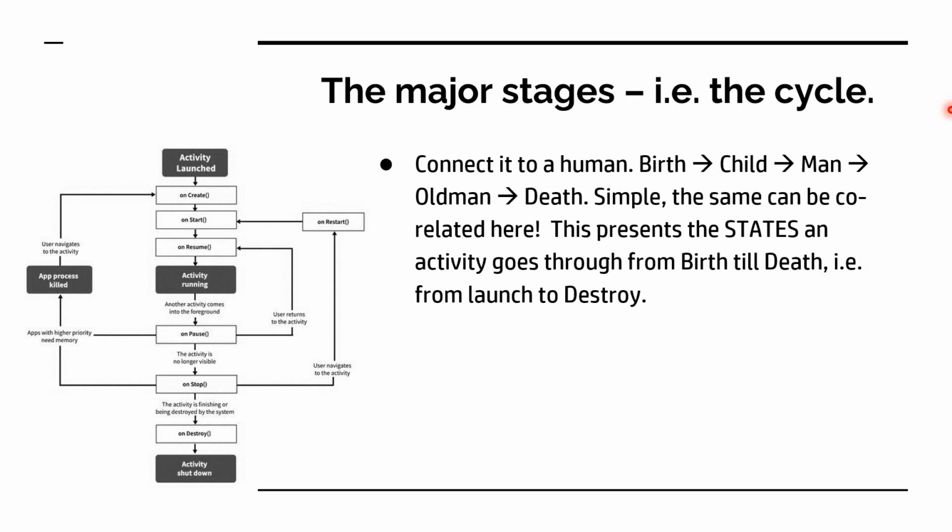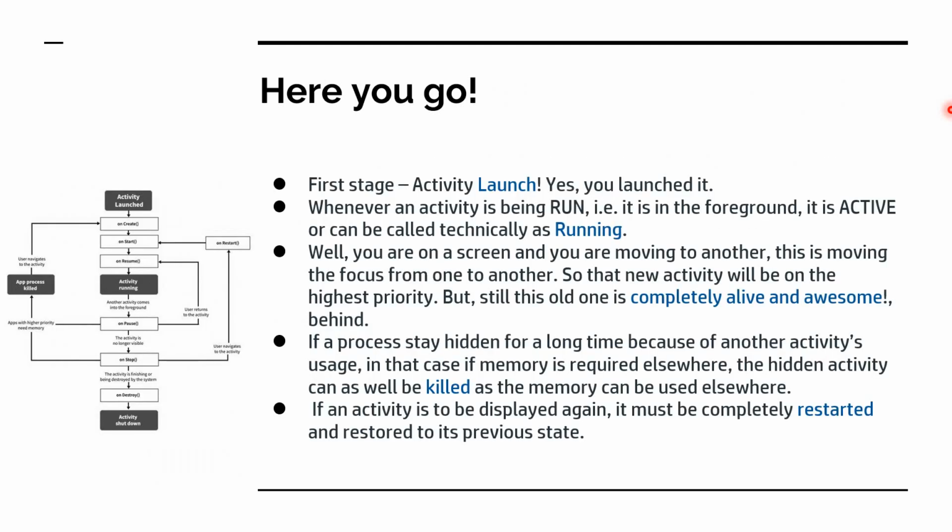And how does it work? We've also got methods to accomplish the state transition. I'm going to talk about that as well, and I've got a simple example for you. Here, what is the first state? The first state is nothing but the activity launch. You are launching it, and that's the first state. And what is the next? The activity can be run.